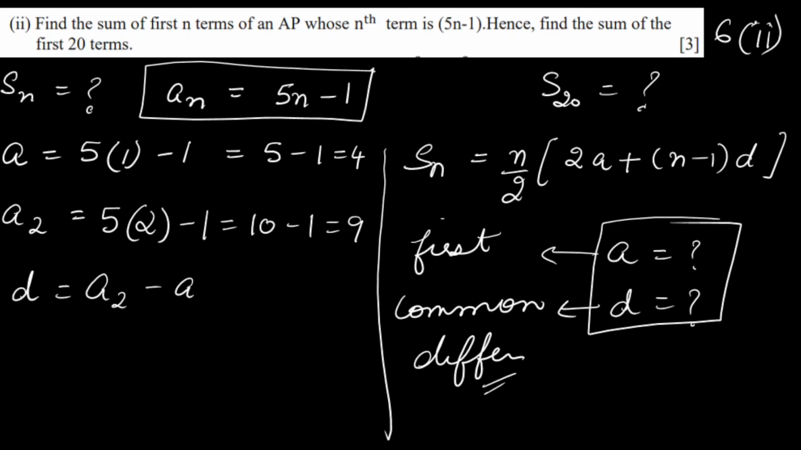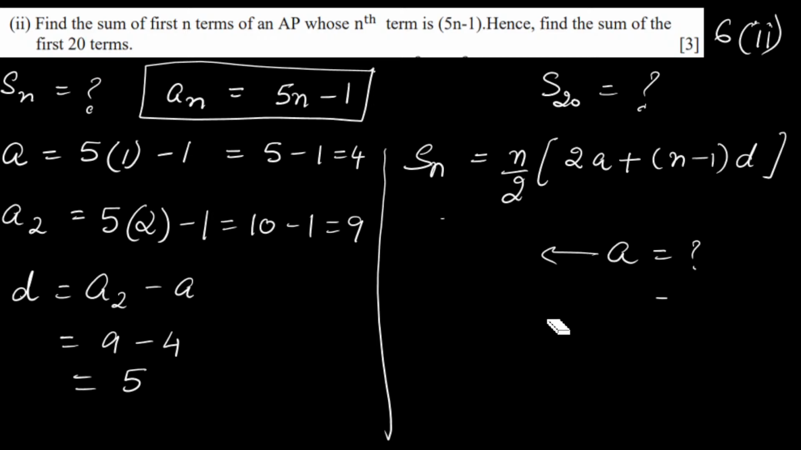I'm just going to do by A2 minus A. So A2 means second term. The second term is 9. 9 minus 4 is equal to 5. Yes, so D is equal to 5. So we got the value of the first term, we got the value of the common difference.